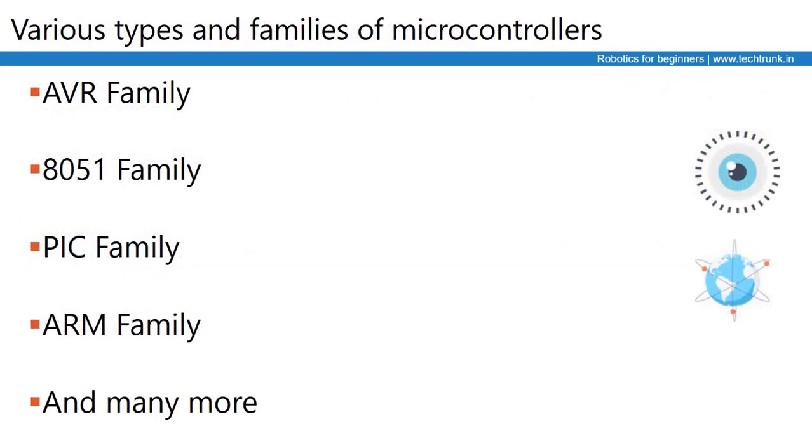There are various types of families of microcontrollers like AVR, that is Advanced Virtual RISC, which is based on RISC architecture, reduced instruction set computing. 8051, one of the earliest microcontrollers, the ancestor of the microcontroller family. PIC microcontroller by Microchip. ARM family microcontrollers, and many more other microcontrollers are there in the market.